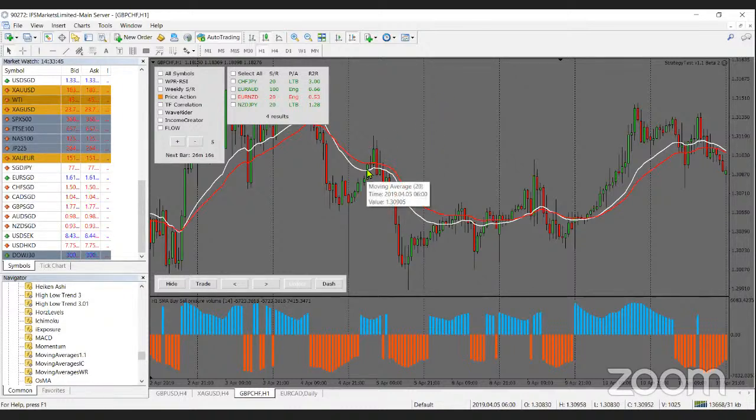So my faster moving average for today is actually the 20 EMA. That's the white line. My slower moving average today, I've just used the 30 EMA. These two are just random values I plucked out of my head.